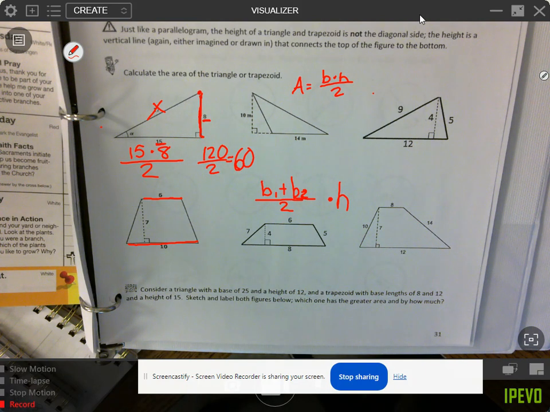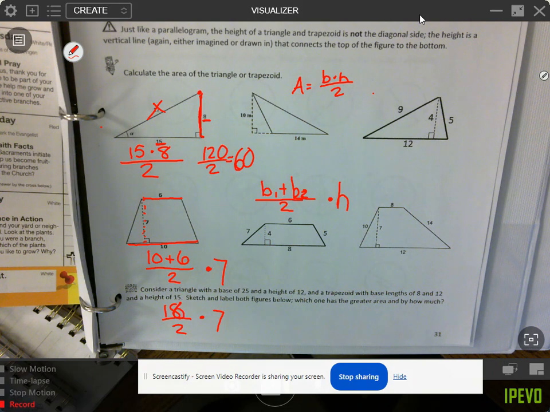So let's look at this trapezoid right here. What equation should I write to find the area? Base 1 is 10, plus base 2 is 6, divided by 2, and I'm going to multiply that by my height. That's straight up and down from base to base, which is 7. So 10 plus 6 is 18, divided by 2 times 7.